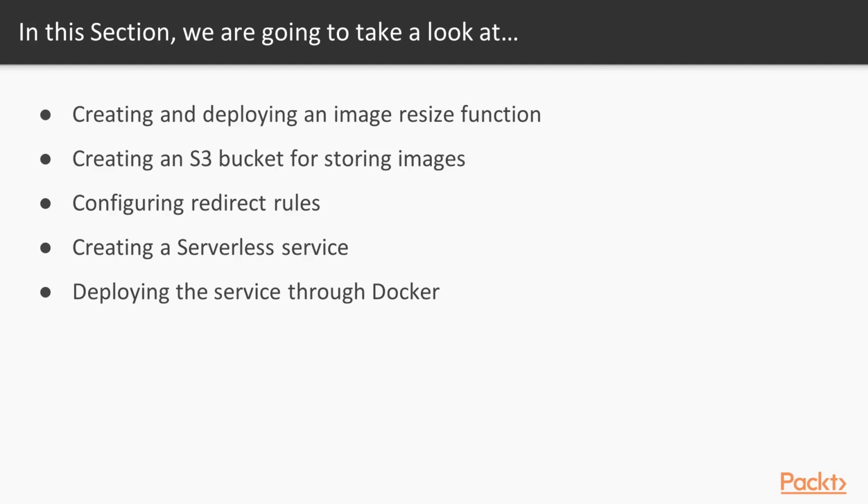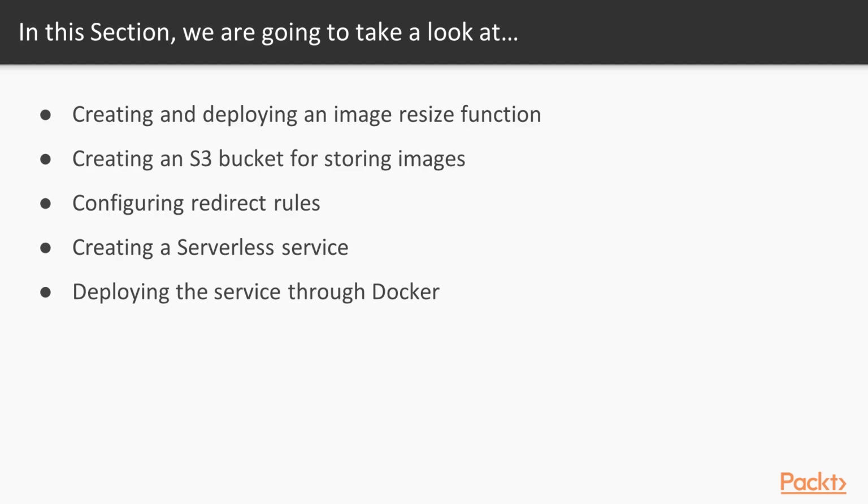First of all, we need to create an S3 bucket for storing images. This will be done through the AWS console. We also need to configure something called Redirection Rules when a resource from the bucket is requested. Then we need to create the service which will do the resizing. But that's not all. The final step is to deploy the service through Docker. What Docker is and why this is needed will be explained in more detail in the coming videos.